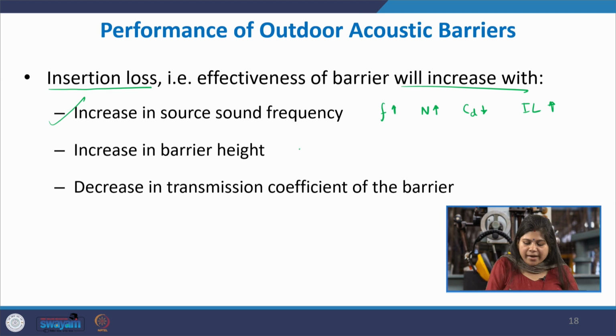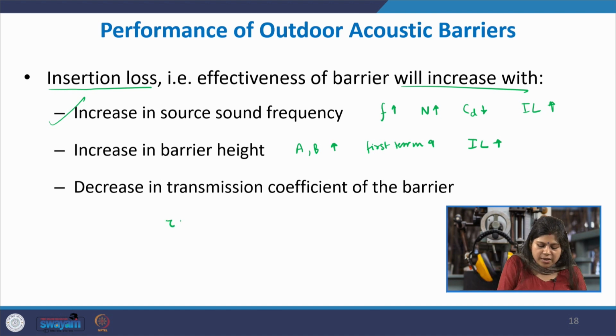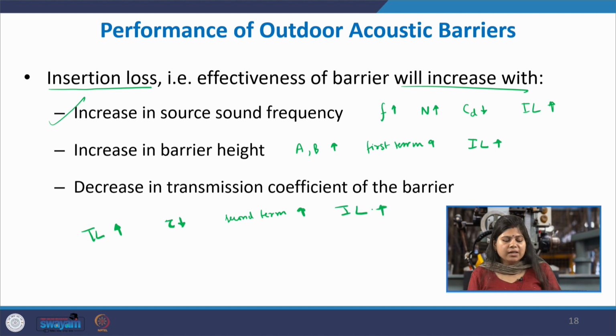When the barrier height increases, A and B increase, and therefore the first term increases. So, the overall insertion loss increases, and when the transmission coefficient tau decreases, again the second term will increase. So, when the TL is increasing, the tau will decrease, the second term will increase. So, overall the insertion loss is going to increase.